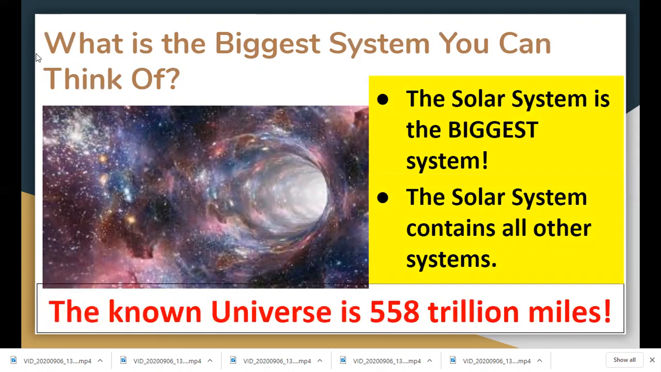Did you know that the known universe is 558 trillion miles? And that's just the known universe. That's a lot of zeros, right? I don't even know how many zeros that would be.